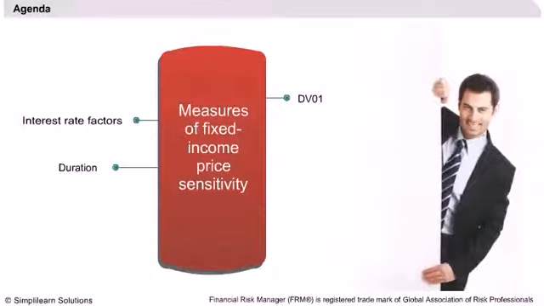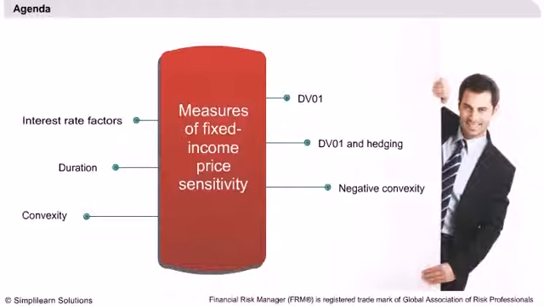DV01, or the dollar value of the basis point, gives the absolute change in dollar terms, while duration gives the change in relative terms. We will use DV01 in hedging using fixed income instruments. We will also discuss the concept of convexity, or the non-linear price-yield curve. Finally, we will learn how the curve exhibits negative convexity for callable bonds.